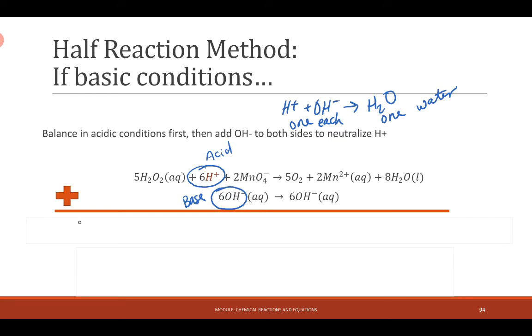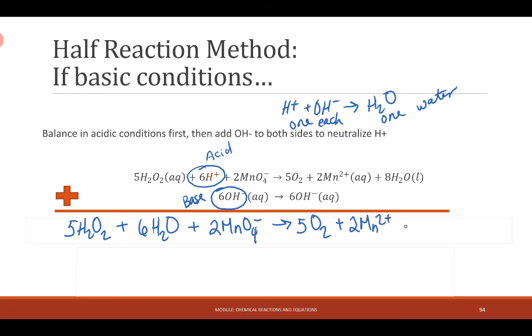So if I write this out, I should have 5H2O2. I'm going to leave out the state symbols for now. That's going to be 6H2O, 2MnO4 minus, and then 5O2, 2Mn2 plus, 8H2O, and my 6 OH minuses.